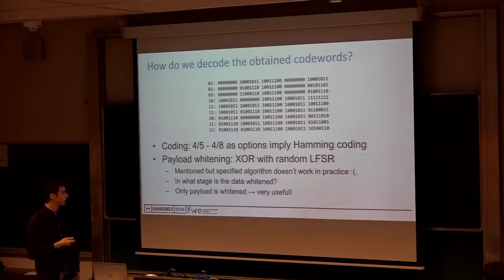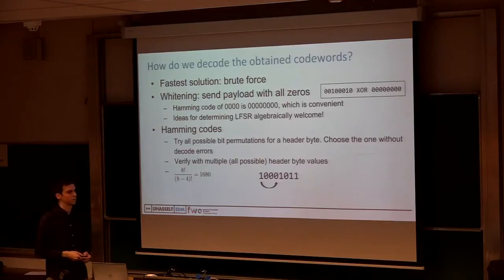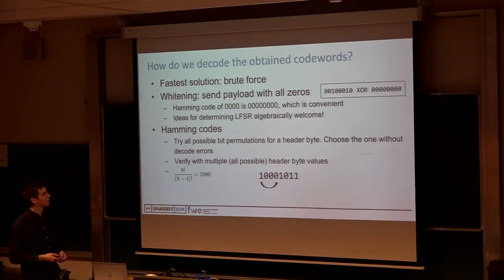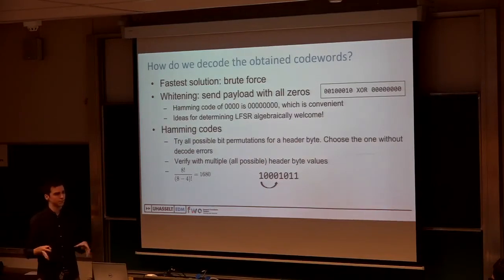So you need to answer another question, and that's, in what stage is this data whitened? The fast solution for me was to just brute force all possibilities for the whitening sequence. What you can do is send a payload with all zeros, because if you XOR something with all zeros, you just get the value itself. So when the result of our payload is all zeros, we end up getting the whitening sequence, which we can store in an array and then use for future packets. If anyone has an idea of how to do this more algebraically, I would be happy to learn it, because there is a library somewhere that seems to have an algorithm for generating it algebraically, but the whitening sequence doesn't really match up with my own.